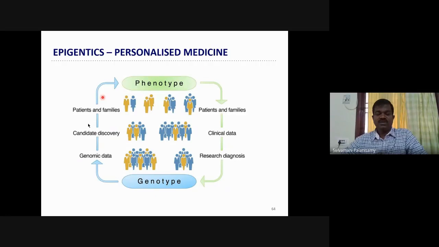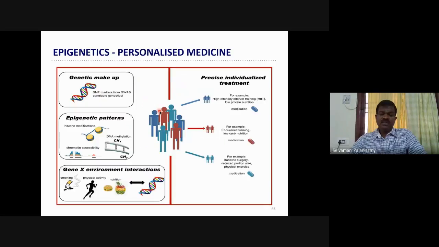Similarly, patients all receive the same drug for the same condition, but now it could be refined based on the genomic data, the candidate discovery, and patients and families. So considering all the phenotypic characteristics, the patients could be classified, and then we could give personalized medicine, a specific medicine for a specific patient. For this we require genetic information, epigenetic patterns, and environment interactions with the genome. If all this information is put together, patients can be classified specifically, categorized, and then we can give a precise personalized therapy.